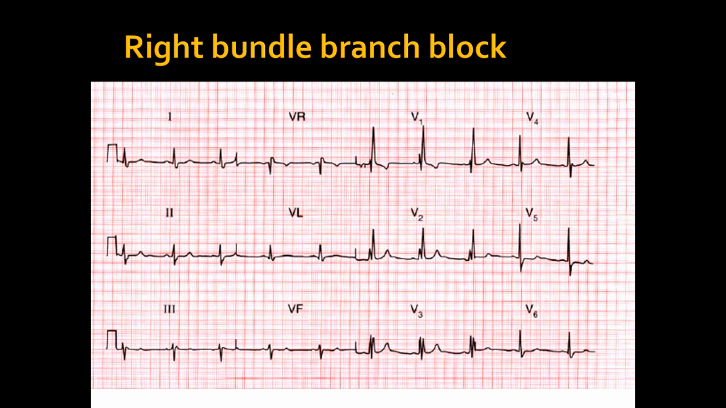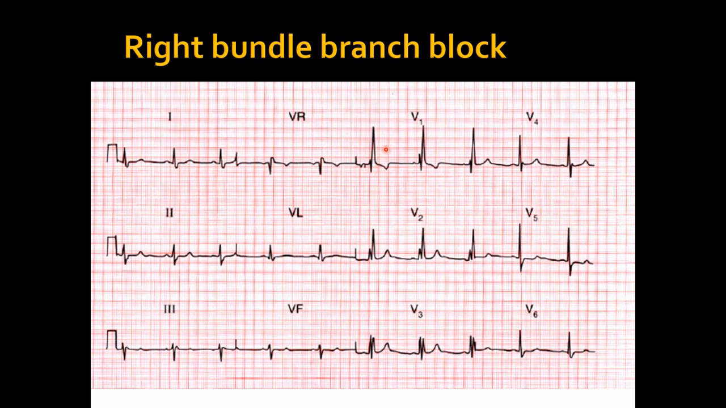Look at this ECG. So here you can see the RSR pattern. There is a small R wave followed by an S wave and a large R wave. So R, S, R pattern. And there is an upright tall R wave in V1. Usually there is no upright R wave in V1, but here you can see one.